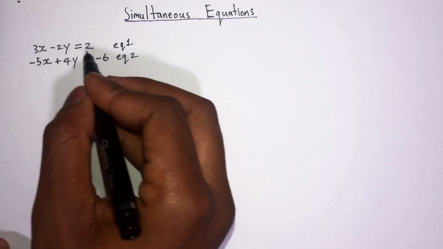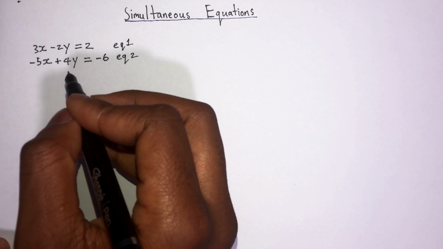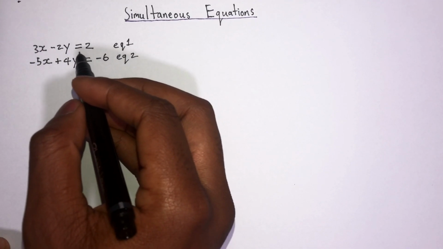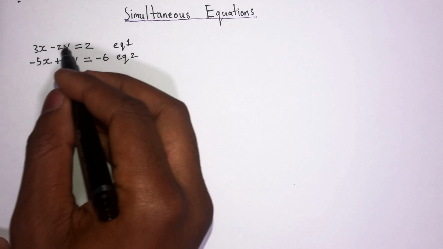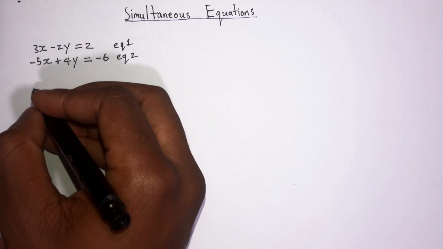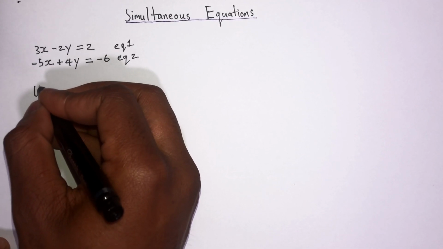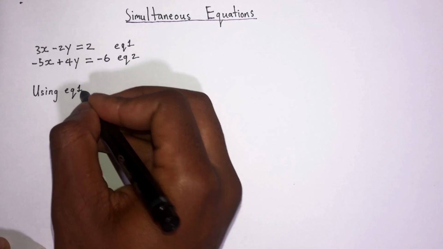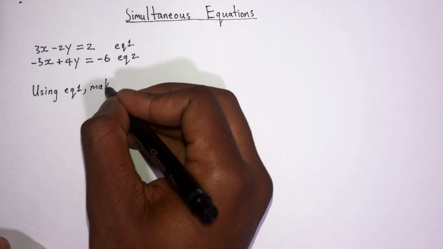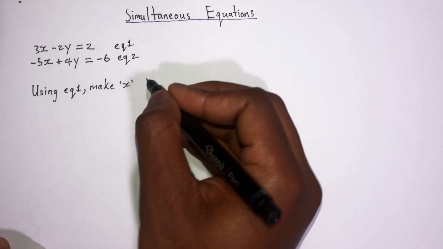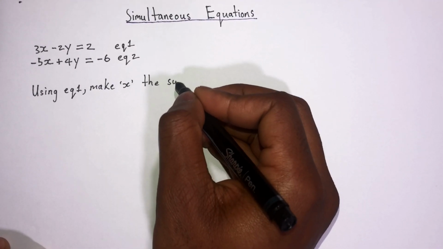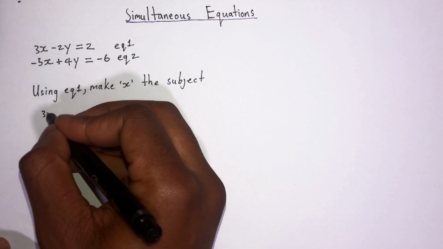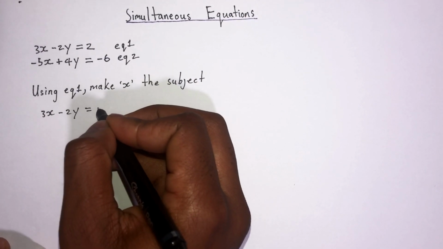Now, we are going to choose one of the equations and make x the subject. So I'm going to choose equation 1, and I chose equation 1 because it's the simpler of the two. So using equation 1, make x the subject. So 3x minus 2y equals 2.